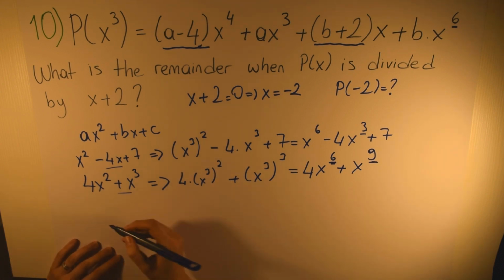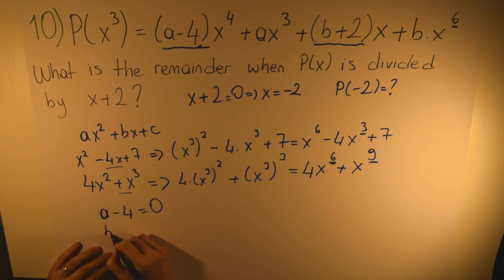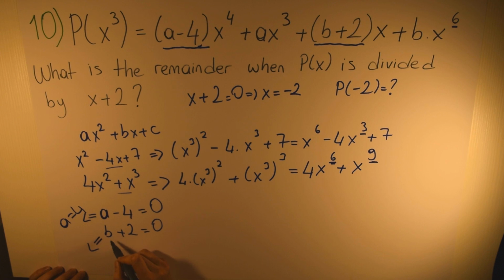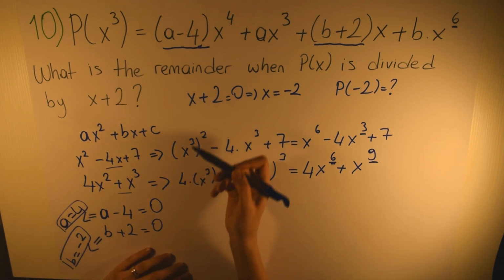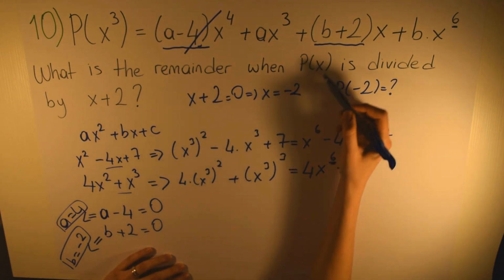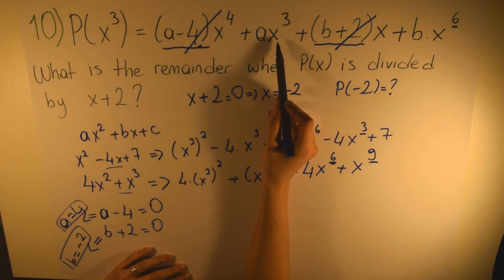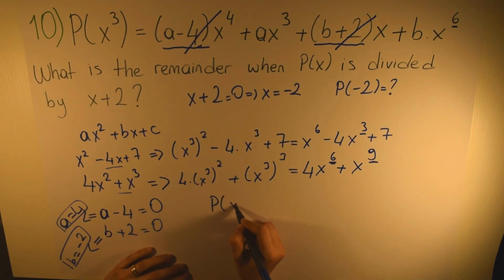So that's why we can say that a minus 4 is equal to 0 and b plus 2 also is equal to 0. From here we find a as 4, and from here we find b as minus 2. Now everything is much easier. Here we will destroy this and this one as well. So we will have P(x to the power of 3) equal to a x to the power of 3 plus b x to the power of 6. Let's write this down here.